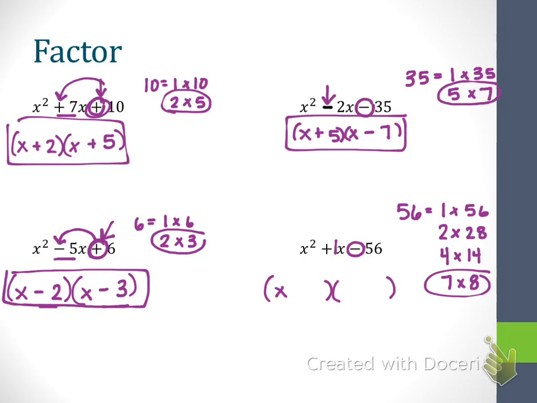So I'm going to write X and X, 7 and 8. Now, how do I know what signs to use? Because this is a minus, one has got to be a plus and one's got to be a negative. The largest one gets the same sign as B. So that means the 8 has to be the plus, the 7 has to be the negative. Check your work. What's negative 7 plus 8? Positive 1, which is this right here. Okay, let's do the next ones.